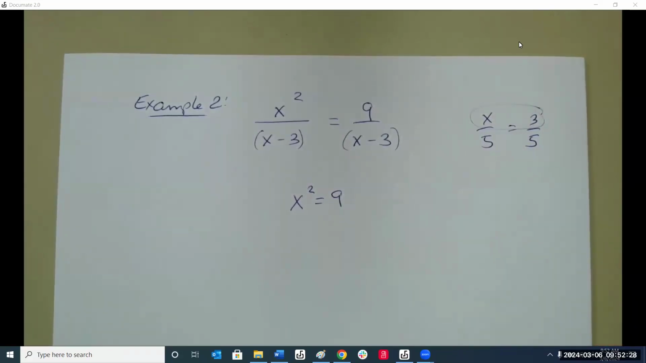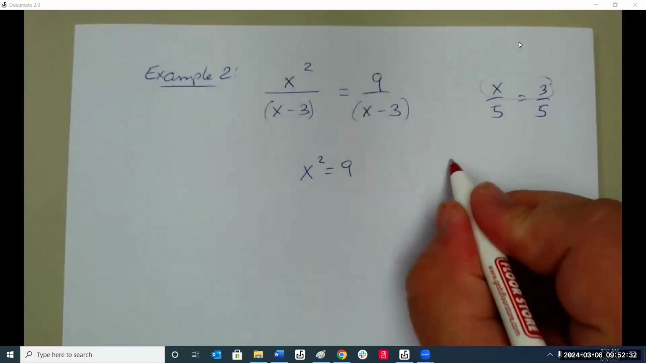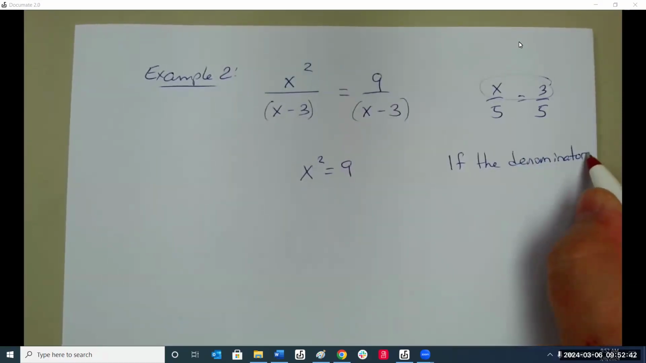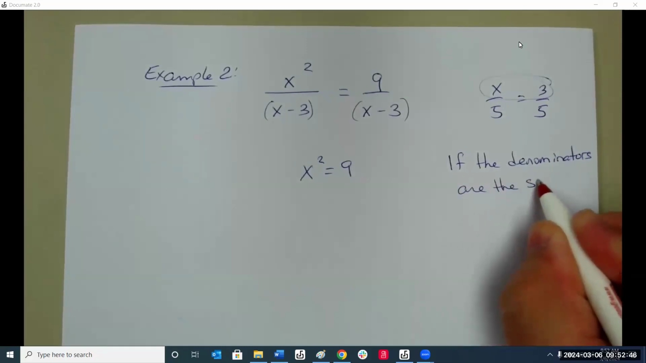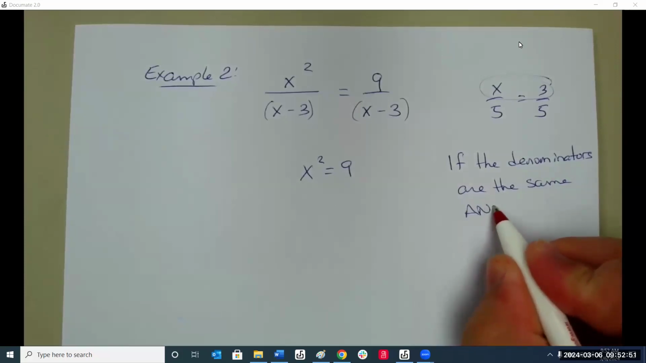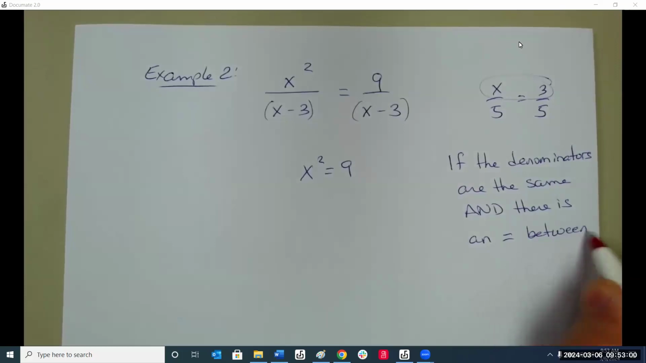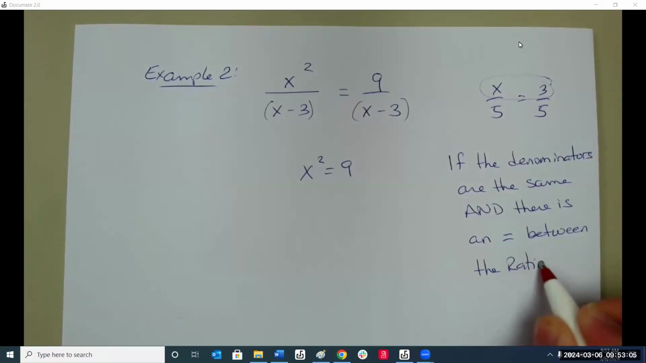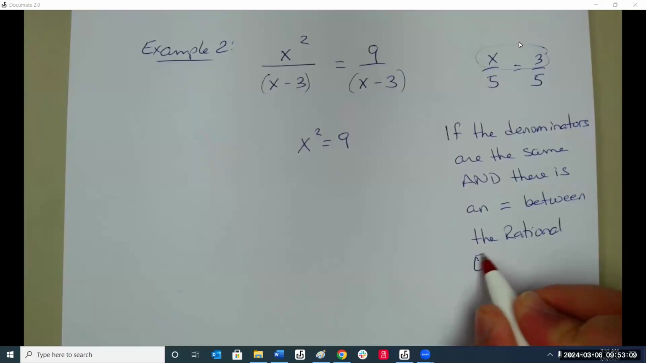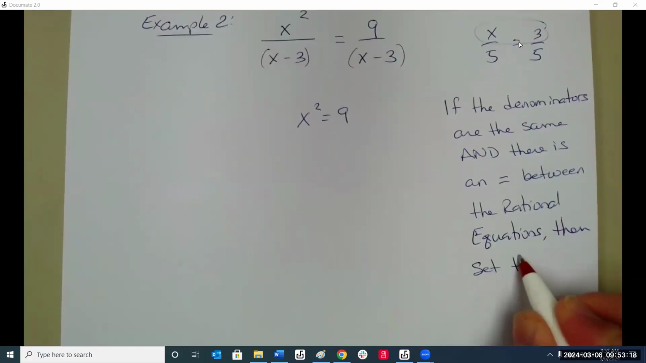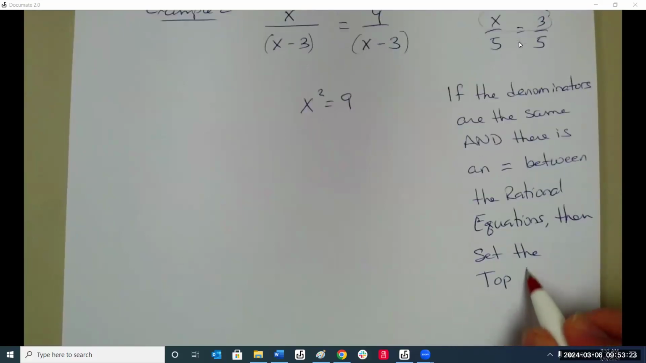So since you have a common denominator, if the denominators are the same and there is an equal sign between the rational equations, then set the top numbers equal to each other and solve.